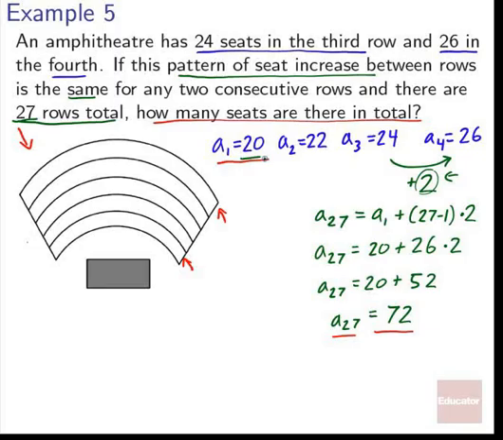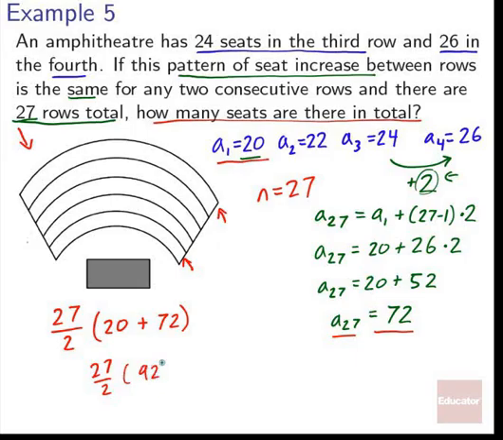How many total rows are there? Well, if we're going from the first row up into the 27th row, we can just count 1, 2, 3, 4, counting up to 27. That's easy. That's 27, right? So n equals 27. Our formula is the number of terms total divided by 2, times the first term plus the last term. So our number of rows total, 27, divided by 2, times what is the first term? What is the first number of seats? 20, plus what is the last number of seats? Our last term, 72. 27 over 2 times 92.